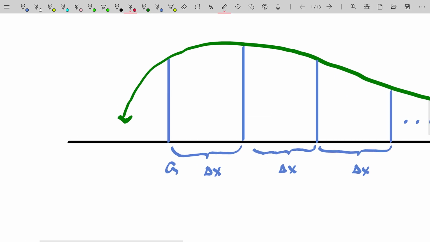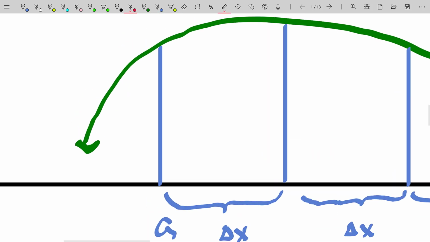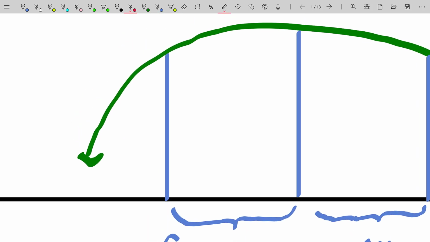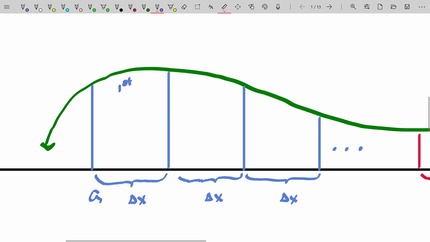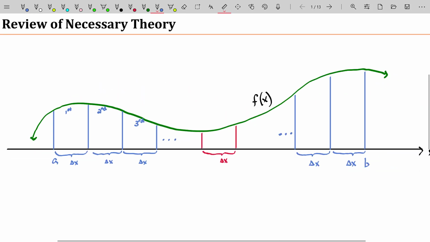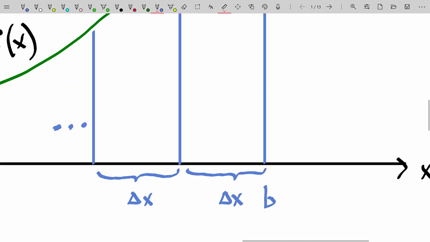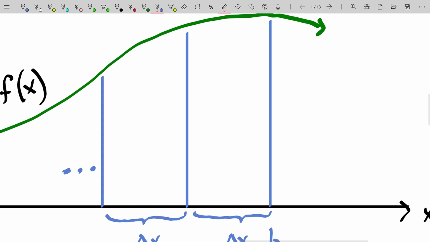Well, you have choices. So let's talk about this first area here, which I am going to go ahead and denote as area sub 1. In fact, I'll call this the first interval, and this is going to be our second subinterval. Here's our third subinterval. And when you get all the way down to the end here, this is our last subinterval. Now, if we had 10 subintervals, that would be our 10th.